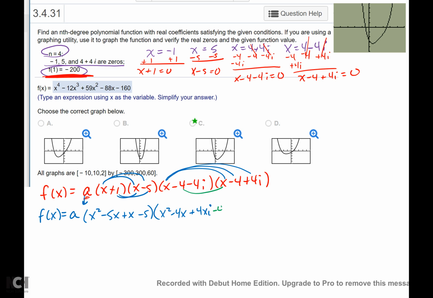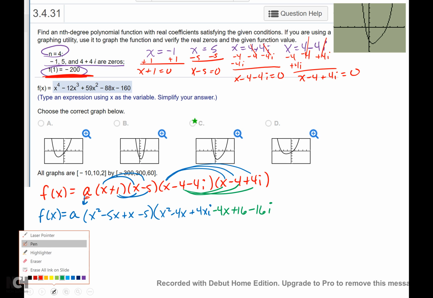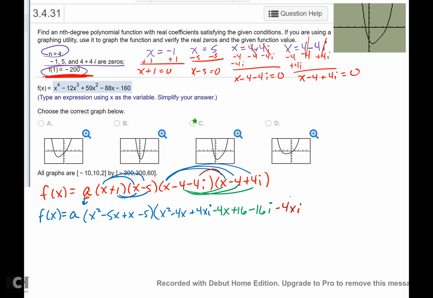-4 times x is -4x. -4 times -4 is positive 16. -4 times positive 4i is negative 16i. -4i times x is negative 4xi. -4i times -4 is positive 16i. And -4i times positive 4i is negative 16i squared.